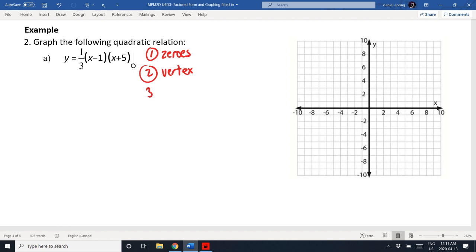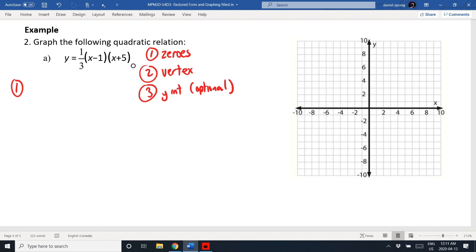Third, we can find our y-intercept, but this one is optional. Unless the question asks you to find the y-intercept, you don't have to find it. You just have to do 1 and 2. In this case, we will find it, just so you have practice. So let's try it. Let's first find our zeros.